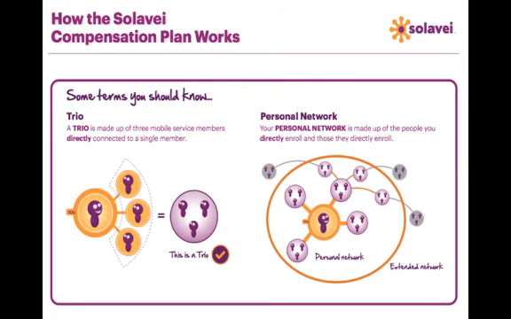I'll say that again. You'll see it on the image over on the right, personal network. Personal network is made up of the people you directly enroll and those they directly enroll. And you can see the people outside of the orange circle within the gray circles. That's the extended network, and we'll get to that part in a minute.